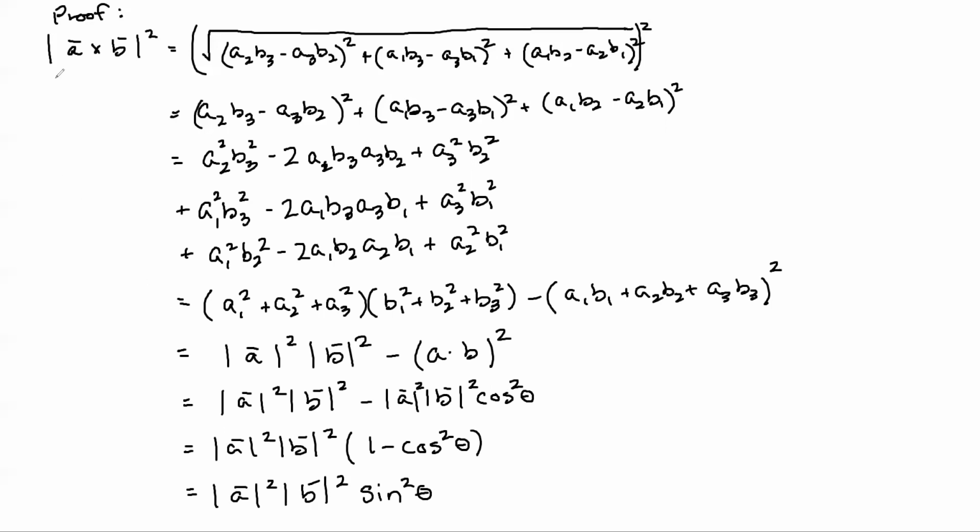Now at this point, if you look at this, we've got the length of A cross B squared equals the length of A squared, length of B squared, sine squared theta. And so if we took the square root of both sides, we'd get A cross B equals A B sine theta. And that's the proof. And so you can see that the two definitions, as strange as they look, they are equal.